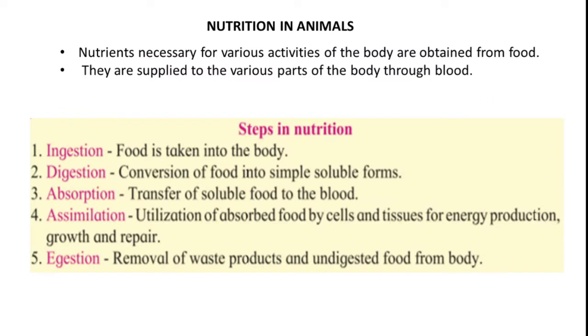Nutrition in animals. Nutrients necessary for various activities of the body are obtained from food. They are supplied to the various parts of the body through blood. The food that we consume does not mix with blood as it is. It needs to be converted into soluble forms that can easily mix in blood.